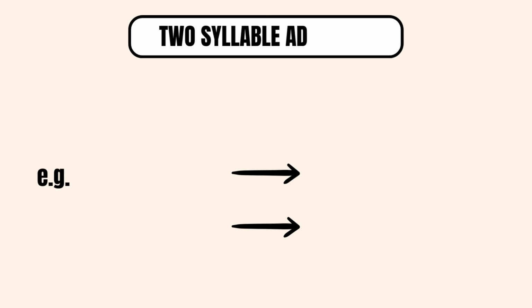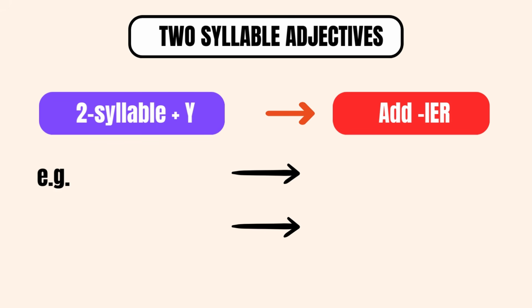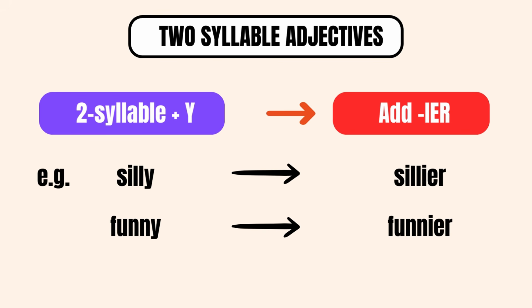Some two-syllable adjectives end with the letter Y. Take the IER suffix for comparison. For example, silly is used as sillier in comparison. Funny is used as funnier in comparison.